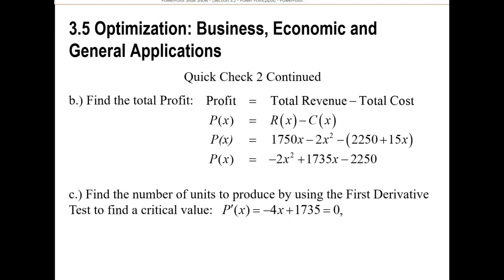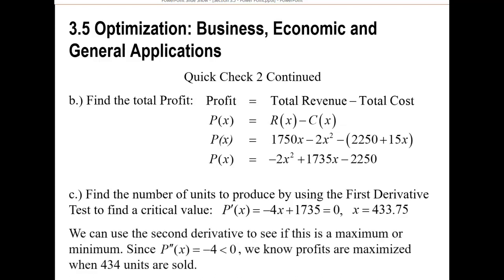Then find the total number of units produced by using the first derivative. Right, we're trying to maximize profit, so that's the function we have to maximize. So first derivative would be negative 4x plus 1735. Set it to 0. Solve it for x, you get 433.75. Second derivative, since there's only one critical value, you can use your second derivative to see if it's a max or a min. Second derivative is negative 4. That's less than 0, meaning concave down, so that means you're getting a max at any critical value, so that would be around 434 units are sold. You need to round this to the nearest whole number for it to make sense.